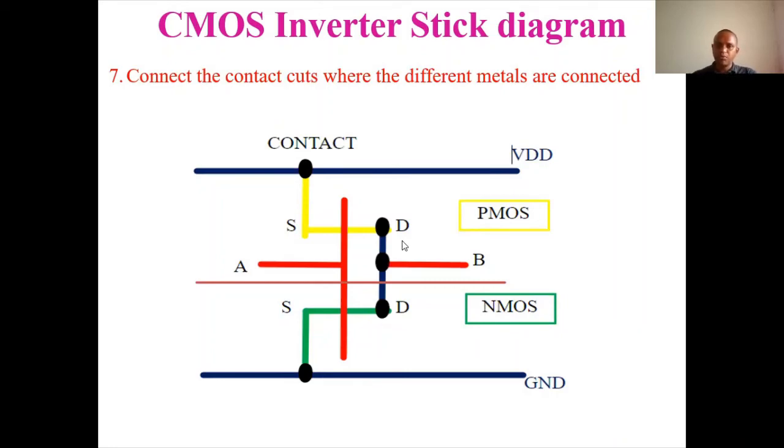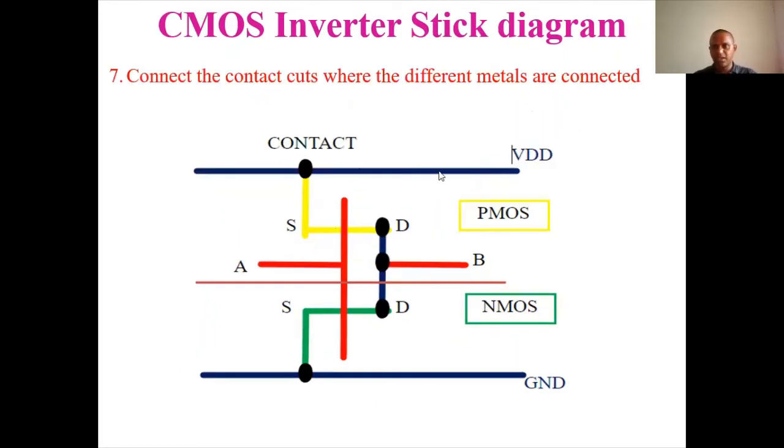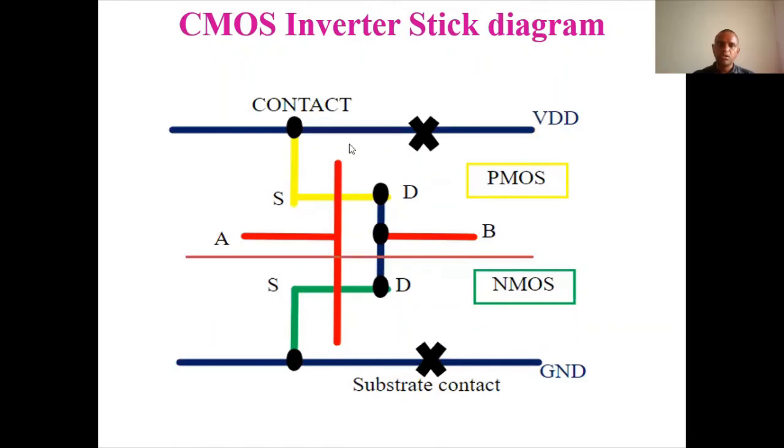But we have to represent the substrate. So the final representation after this one, it is 90% completed, the stick diagram representation of CMOS inverter. The remaining thing is that we have to represent the substrate. How can you represent the substrate? By a cross mark, a black color cross mark, so that it will be completed. So now you can observe here, this is the substrate.